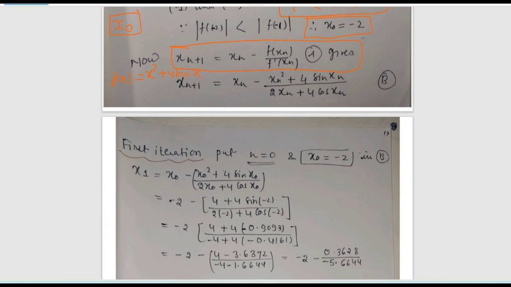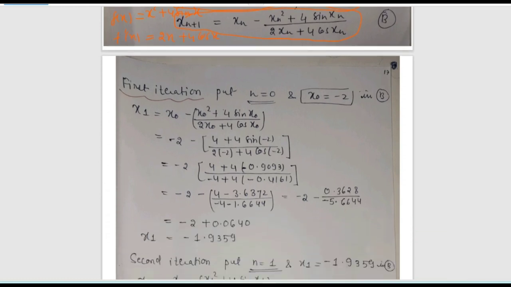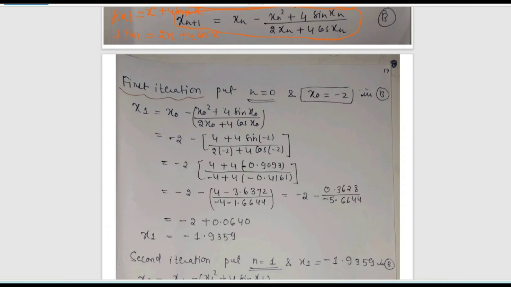But you are writing f of xn. So what you will do? You will just substitute xn square plus 4 sine xn. And the differentiation of this is 2x plus 4 cos x. So at xn, the value will be 2xn plus 4 cos xn. So in this way, this is your main formula. From this formula, you can start to find the iterations, because from the iterations only you will get the root, you will get the convergent solution.